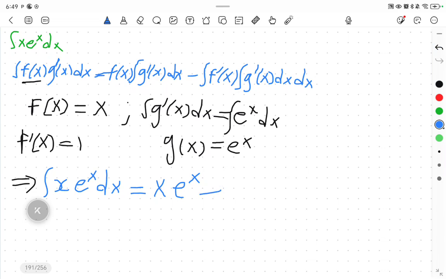Minus the integral of f prime of x, which is 1. I want to write 1. Then the integral of g prime of x, which is e to the x dx, will be equal to x e to the x. If I integrate e to the x, I still get minus e to the x plus c. You see, right? Any question?